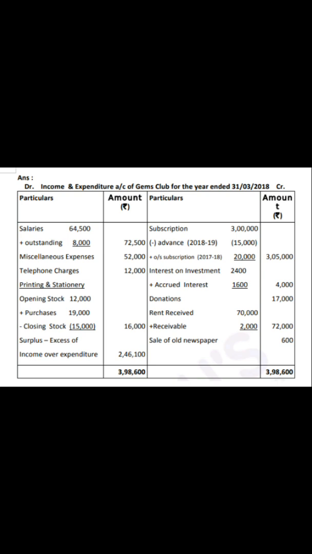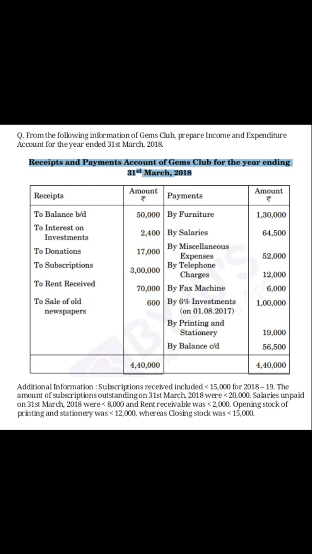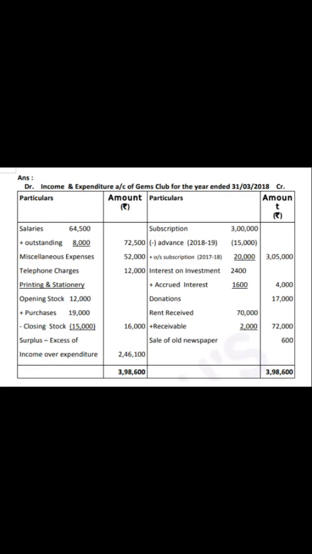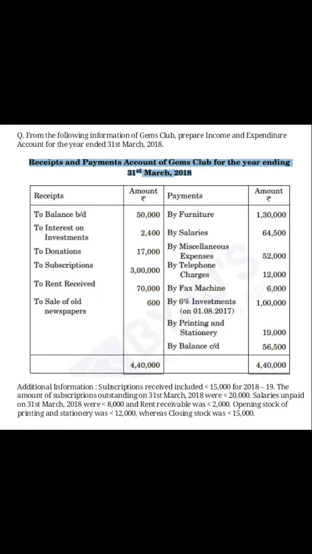Next, we would write the miscellaneous expenses directly from the receipt and payment account, that is 52,000. Next, we will write the telephonic charges. It is again given in receipt and payment account on the payment side, that is 12,000. We will just write that as it is.